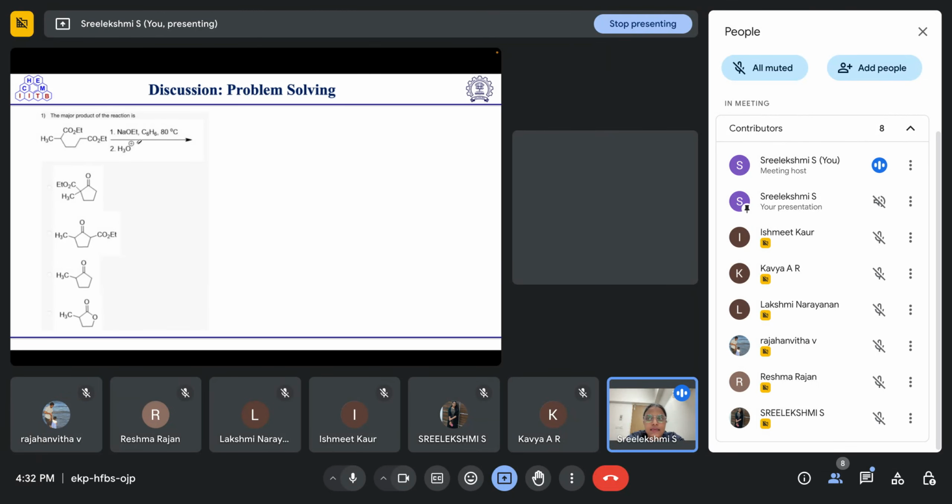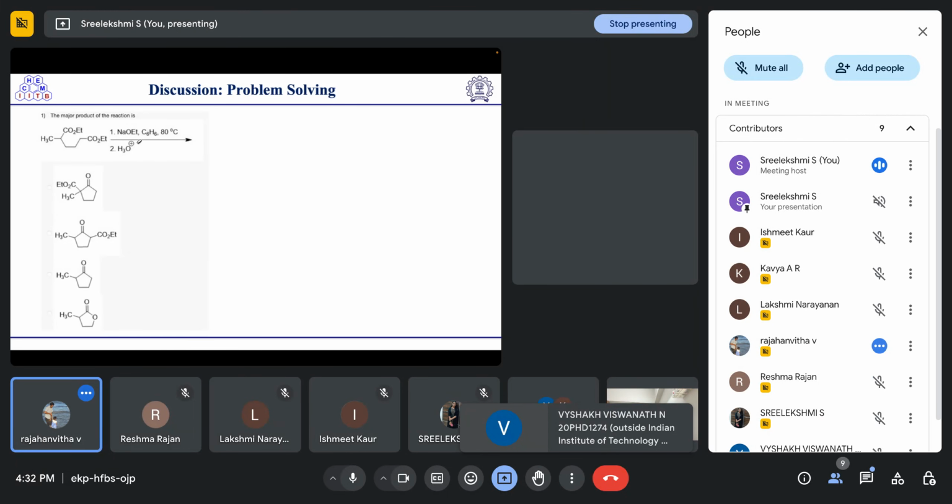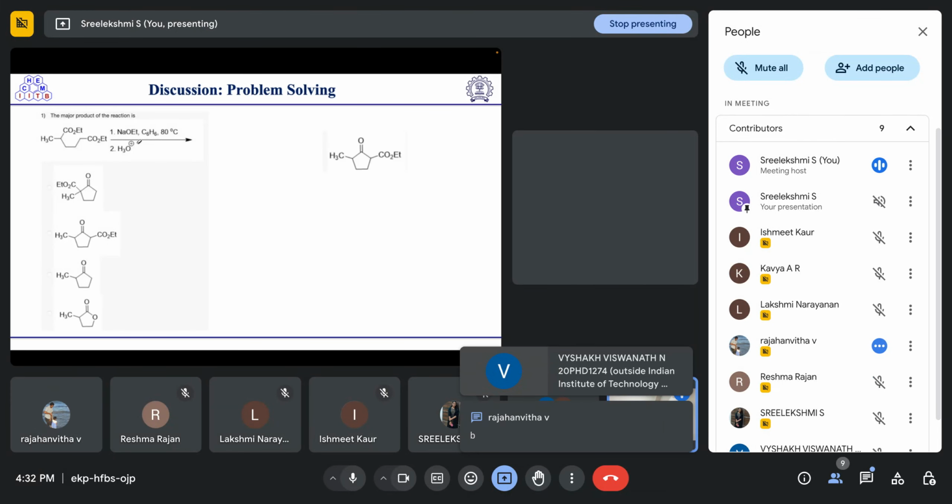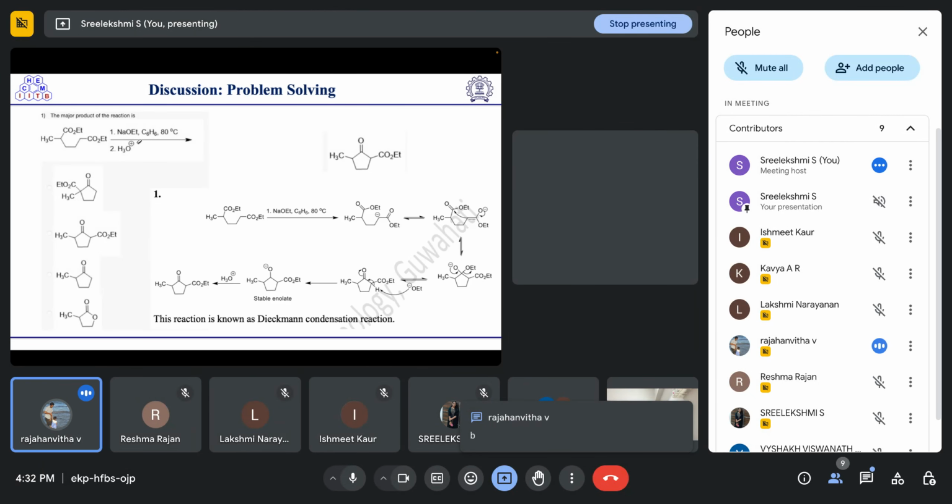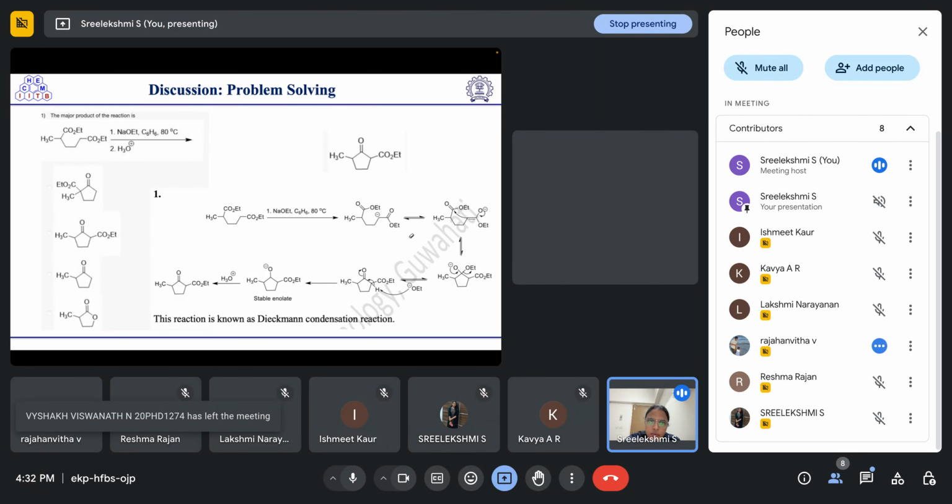So again, which reaction is it? Dieckmann condensation. So which will be the answer? Option B. The mechanism, I think it's clear, right? We have already discussed this. First, proton abstraction will take place from this position and it will attack this carbonyl, and OEt will be leaving. Through the stable enolate, it will form this product.